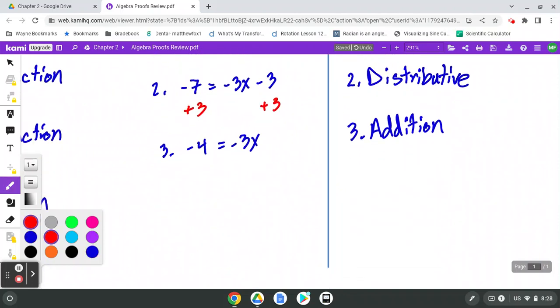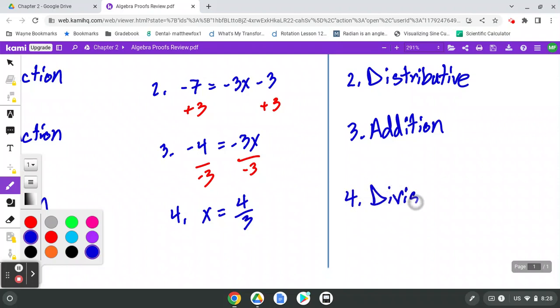Next, if we were to solve, we have to get x by itself, so we divide by negative 3. And hopefully you know a negative divided by a negative is positive. Now 4/3 will not come out evenly, so we're going to leave it. But what did we do? We did division.